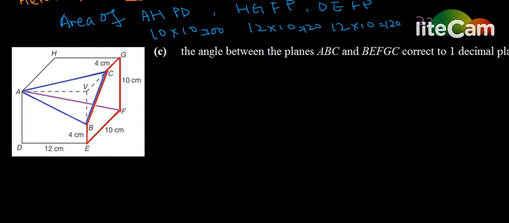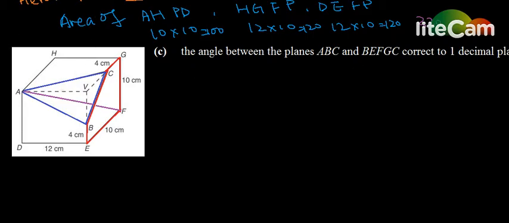And then we have part C. For part C, we need to find the angle between the plane ABC, it means our blue one, and the plane BEFGC, it means the red one. And for this one, we need to find the angle.